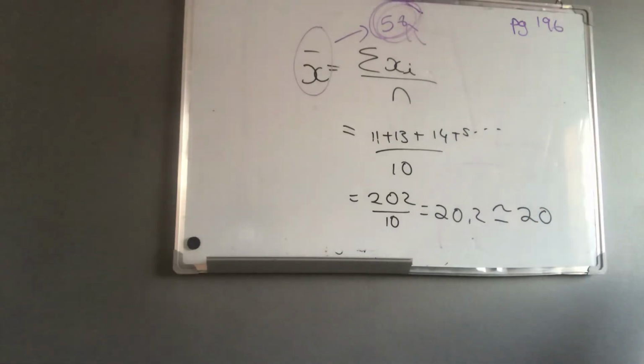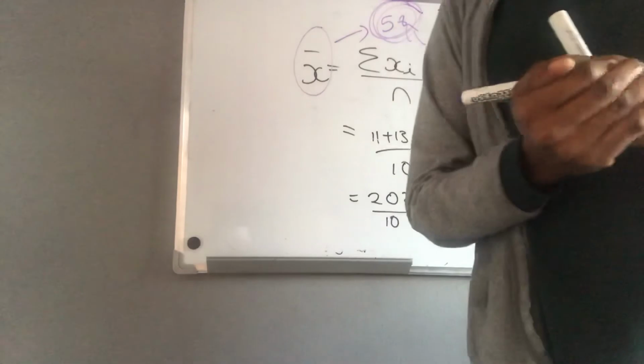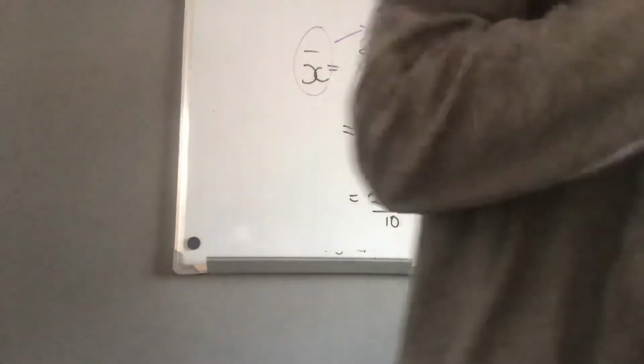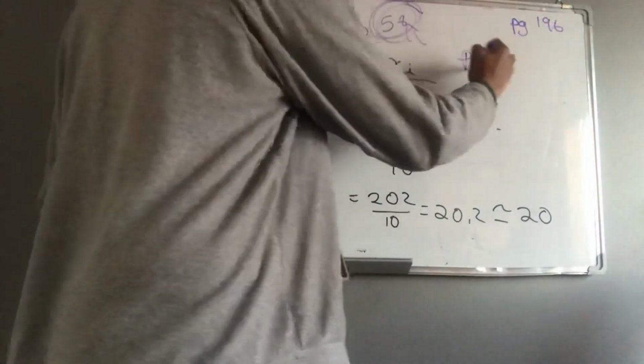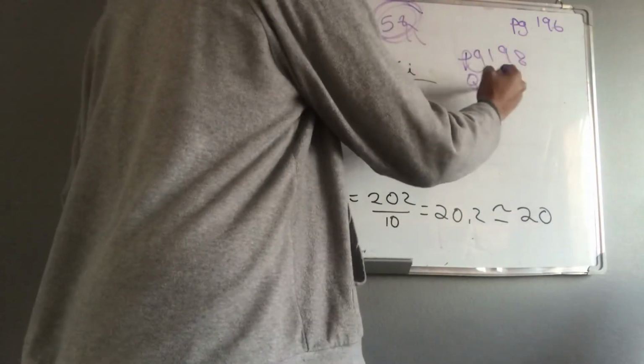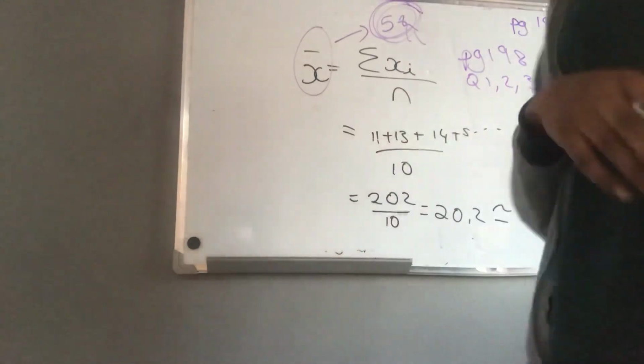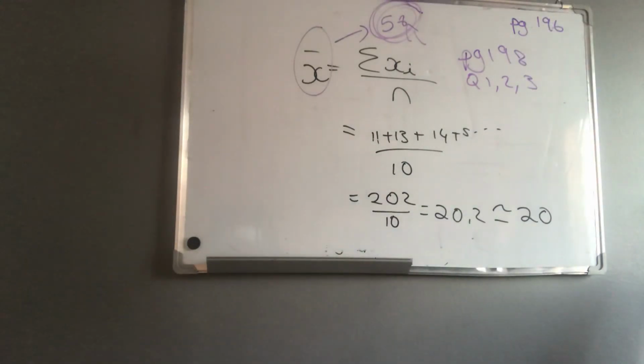Okay, so that's the end of that section. We have reached the end of Unit 6. So please go ahead and test your understanding. On page 198, there are questions 1, 2, and 3. Go ahead and work on 1, 2, and 3, and then I will go over these questions with you once you have completed them. And that will end our Unit 6.